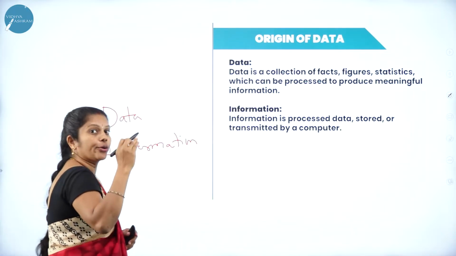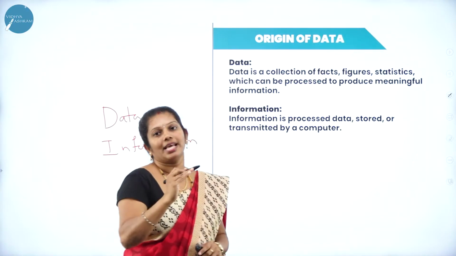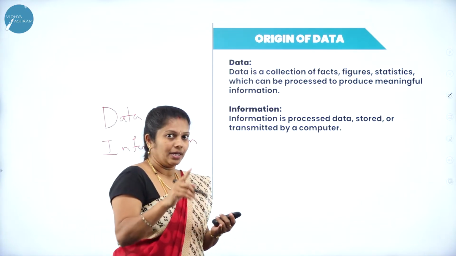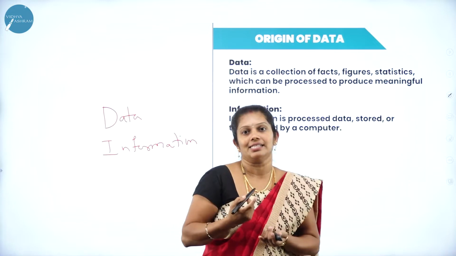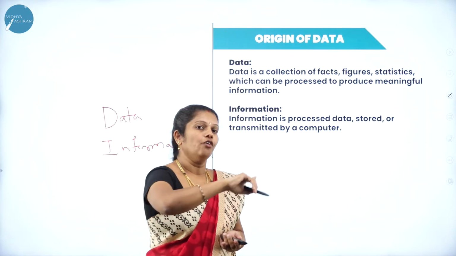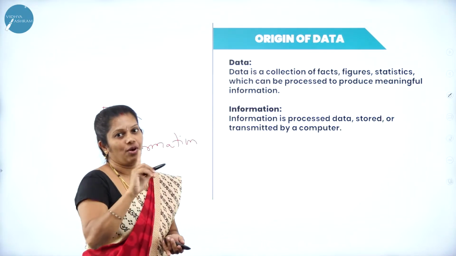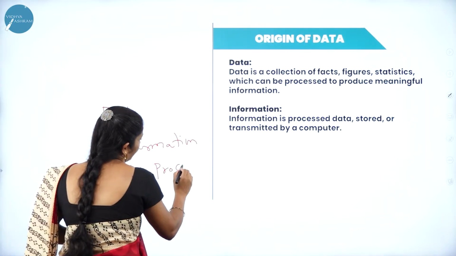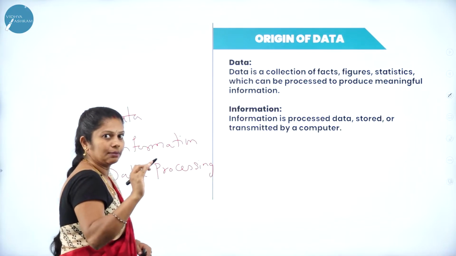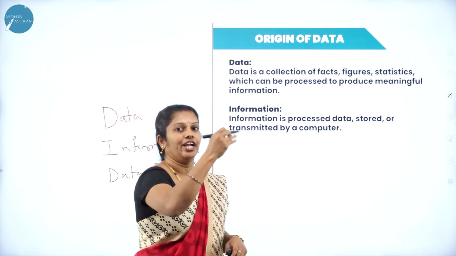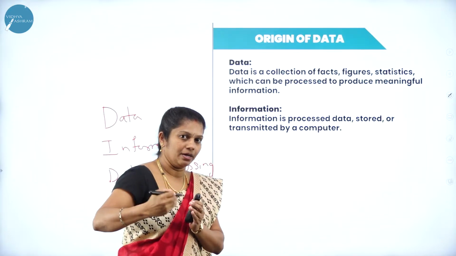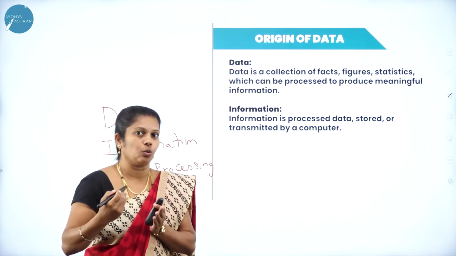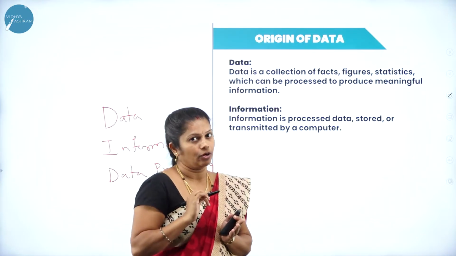Data is raw facts, figures, and statistics, whereas information is processed data. Already I told you, if I want to prepare a sambar, then the ingredients I am taking can be called data. After preparing, the sambar can be called information. Then we have data processing also. What do we mean by data processing? Data processing is a series of actions that converts data into information. For example, to prepare a sambar, first I keep the bowl, switch on the stove, and put the dal in it. Those are a series of actions.